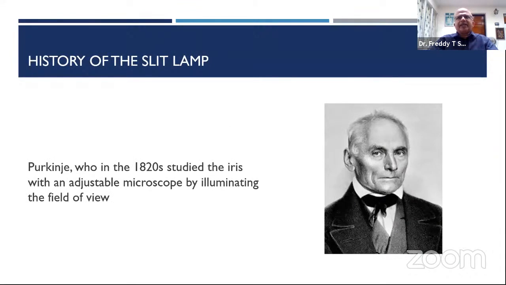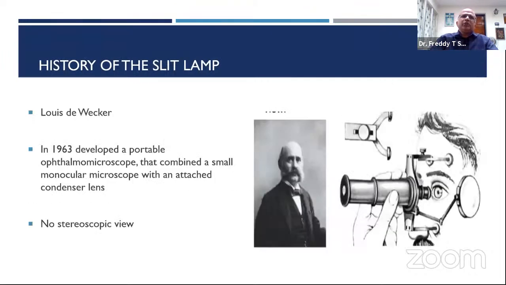The history of the slit lamp: though Gullstrand is credited with the invention of the slit lamp, a lot of people came before him who played their own role. Purkinje, as early as the 1820s, used an illuminated microscope to examine the iris. Then Louis de Wecker created a portable instrument, but it was a uniocular instrument to examine the anterior segment of the eye.